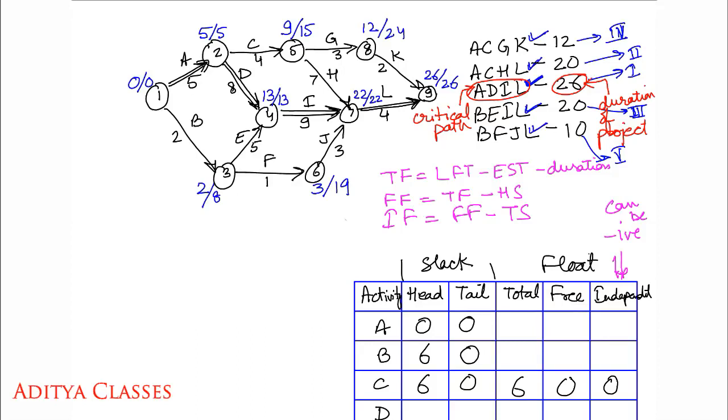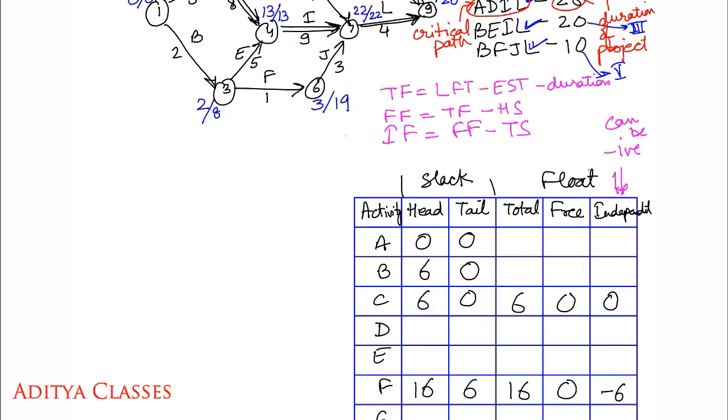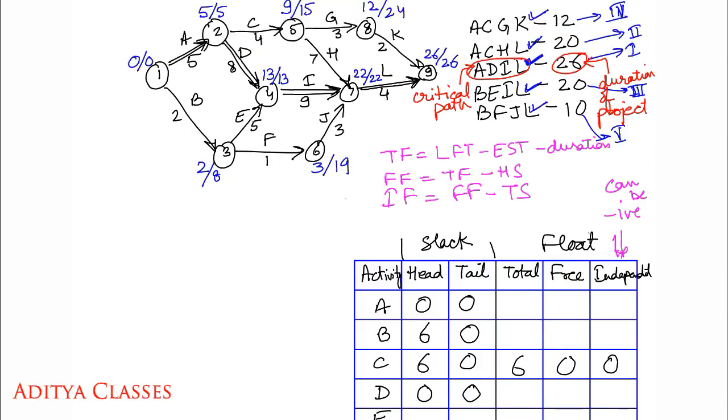D, you can see it is 13 minus 13, 0. 5 minus 5, 0. For all activities that lie on the critical path, we never have any kind of leverage because they are in such a situation that they cannot afford to waste any moment. So no slacks and floats would exist for any of the critical activities.